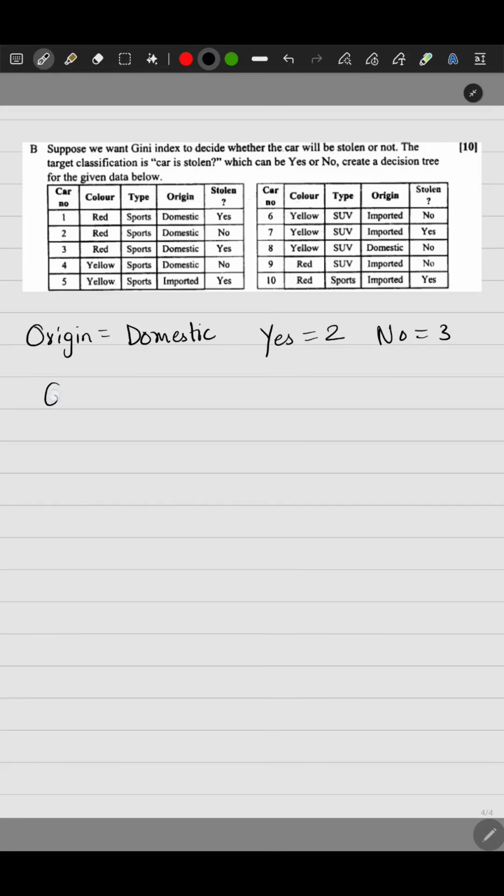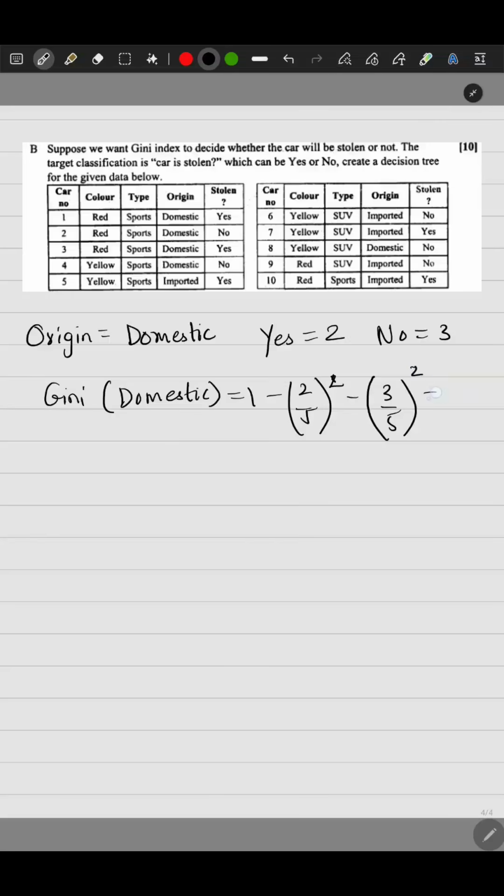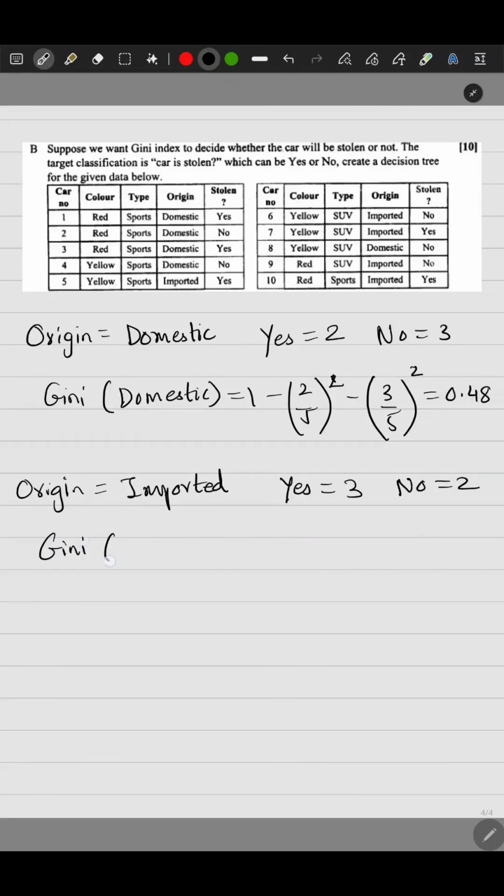From your previous calculation, you already know the Gini value for this. So Gini for origin equal to domestic is 1 minus (2 by 5) squared minus (3 by 5) squared, and you know that it comes out to be 0.48. Similarly for origin equal to imported, yes is 3 values and no is 2 values. So Gini of imported is 1 minus (3 by 5) squared minus (2 by 5) squared, which is effectively the same thing, 0.48.